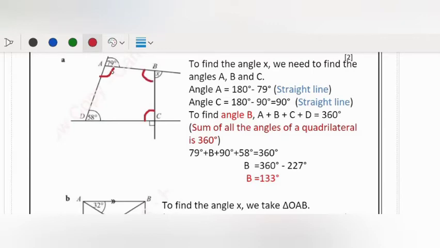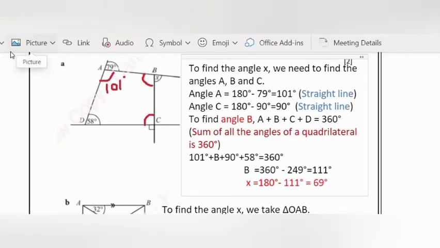How to find angle A? We know that the angle of a straight line is 180 degree. So 180 minus 79, because 79 is given there, we subtract, we get 101 degree. This is 101 degree. And now we find angle C, that is 180 minus 90, because already we have 90 degree.